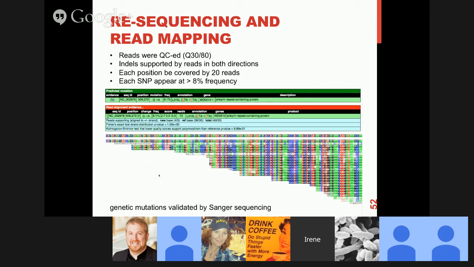Okay, so we also set some pretty significant thresholds for what we consider to be, quote, real. So we set high quality thresholds for all of our reads before we mapped them, so a Q30/80. The indels were supported by reads going in both directions. Each position was covered by at least 20 reads, and we looked at SNPs that appeared at more than 8% frequency. And genetic mutations of interest were validated then by Sanger sequencing.